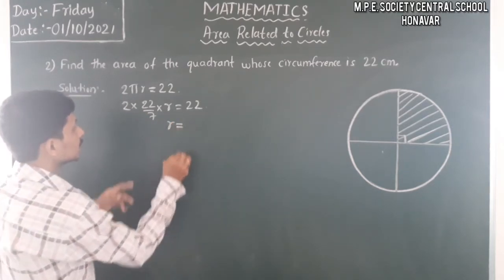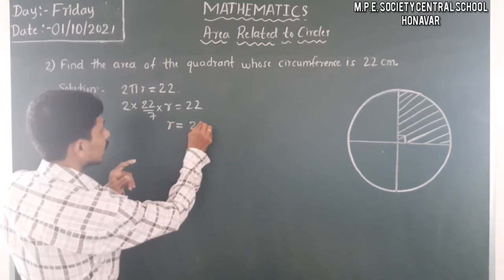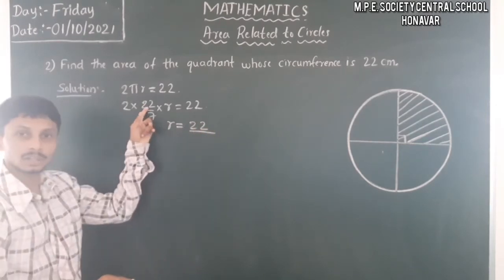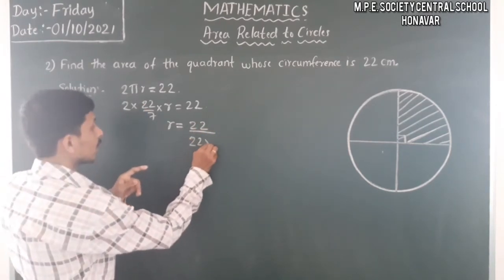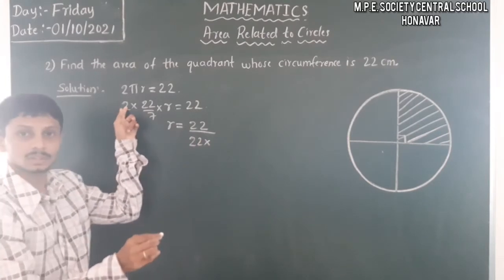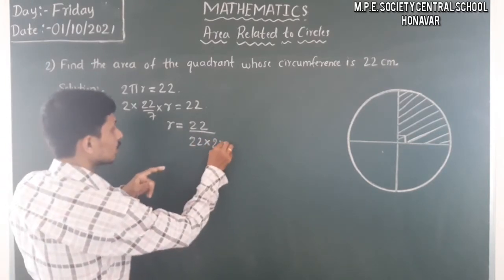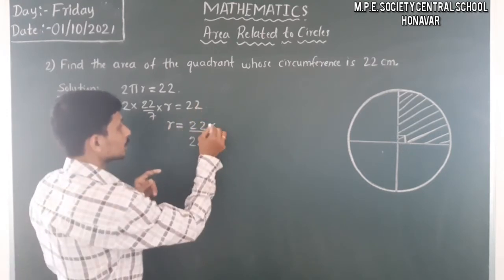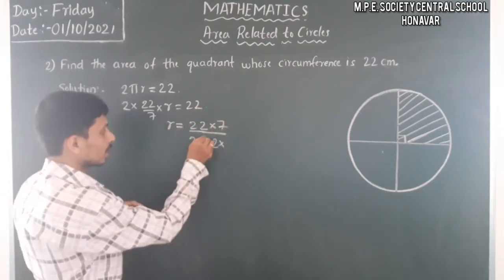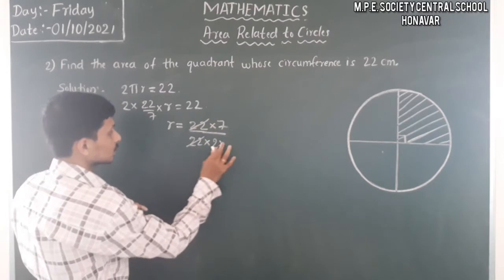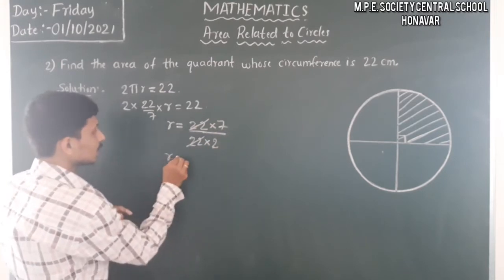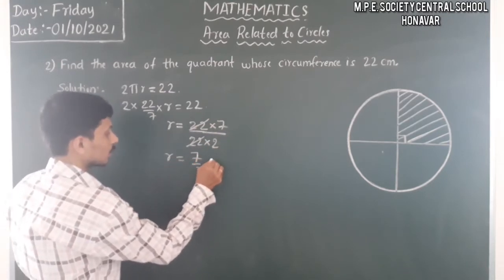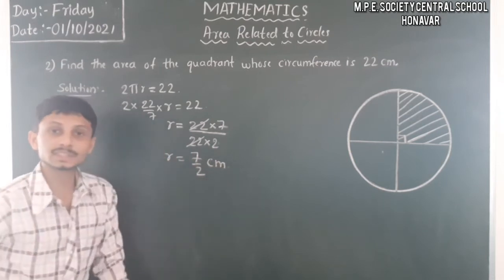Just keep r as it is here. 22, which is in the numerator, comes to the denominator, and 2 is also in the numerator, comes to the denominator, and 7 is in the denominator. After transposing it comes to the numerator, and 22 gets cancelled. So the remaining is 7 divided by 2. Radius is 7 by 2 centimeter.